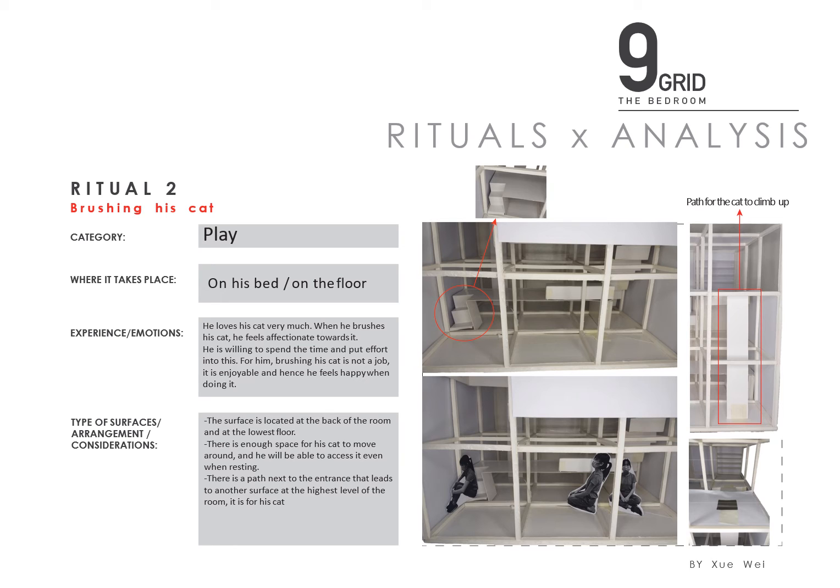The surface is located at the back of the room where there is enough space for the cat to move around. There's also a path next to the entrance leading to the highest level in the room. It's for the cat to go up and then play at the highest level there. Because I think the user likes the cat a lot, he's willing to sacrifice the room space for it.